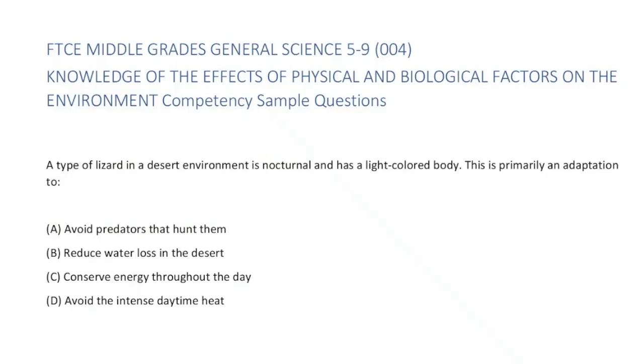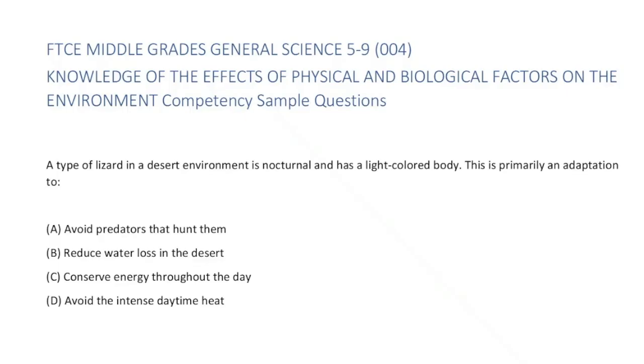A type of lizard in a desert environment is nocturnal and has a light-colored body. This is primarily an adaptation to blank. A, avoid predators that hunt them. B, reduce water loss in the desert. C, conserve energy throughout the day. Or D, avoid the intense daytime heat.